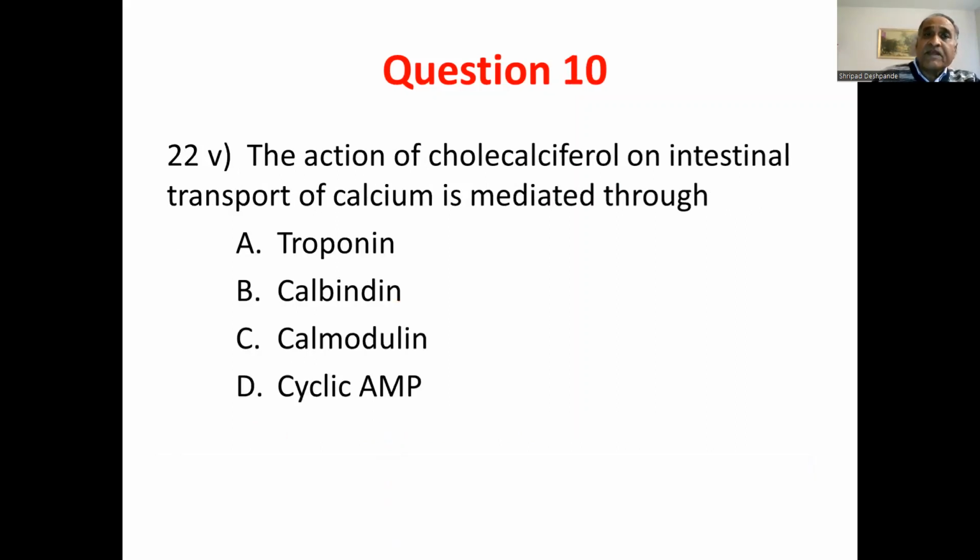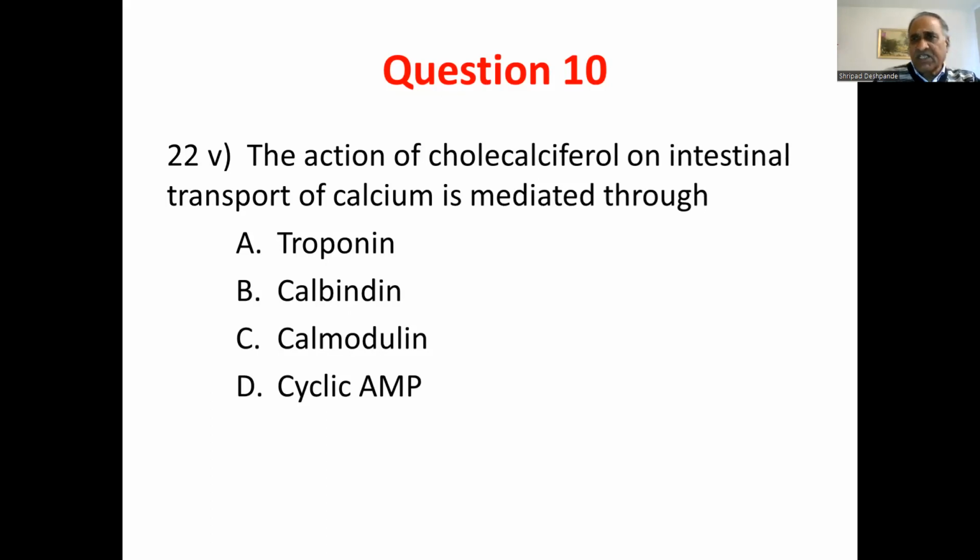Question number 10. The action of cholecalciferol on intestinal transport of calcium is mediated through: A. troponin, B. calbindin, C. calmodulin, D. cyclic AMP.